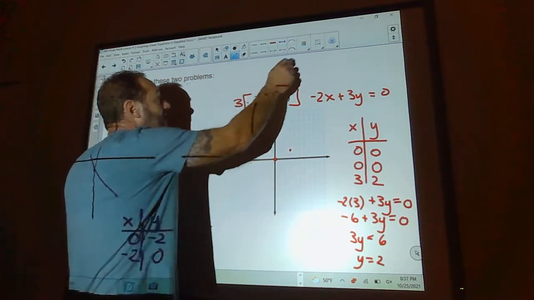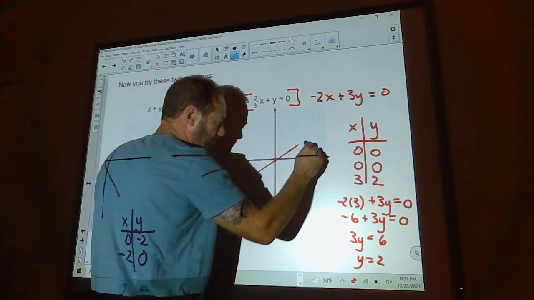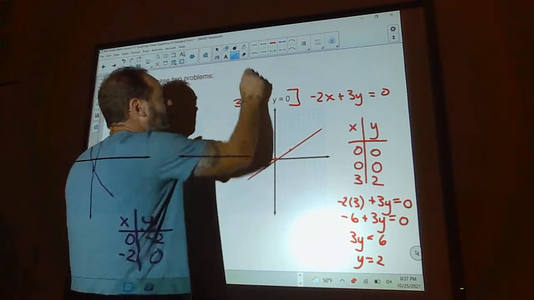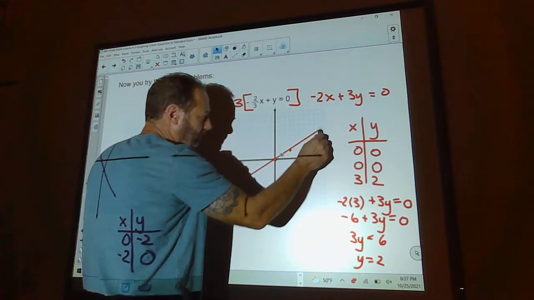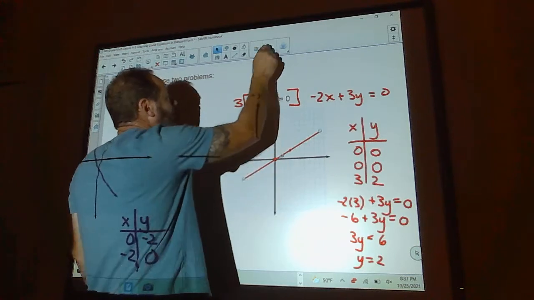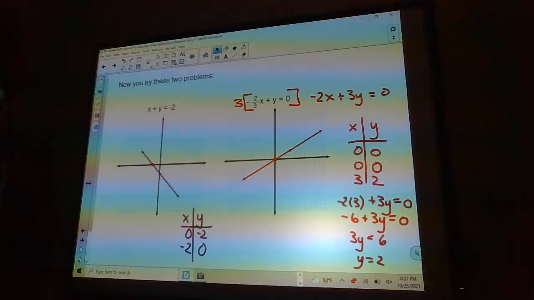Now I've got a line because I've got 2 points. Just like that. So I had a little bit more work with this one. It's not your best choice if they go through the origin, because you don't get that easy second intercept to do. But there you go.